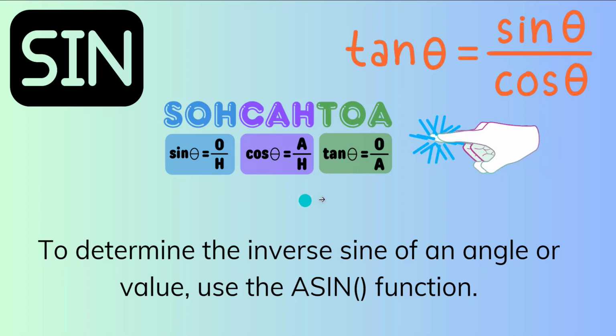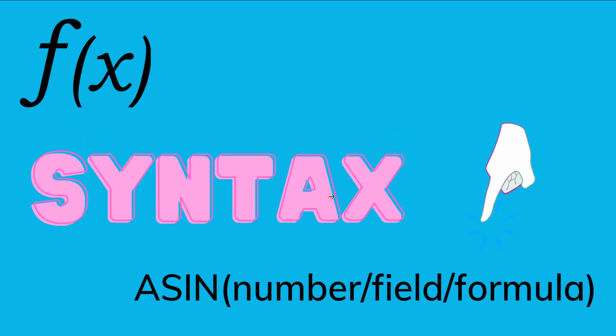So let's proceed to the next and see what the syntax of this ASIN function is. The syntax is given on your screen, and in this ASIN function we pass the value to find out the inverse sine of it. It can be a number field or a formula. It only takes number data type values like decimal, integer, double, or currency.